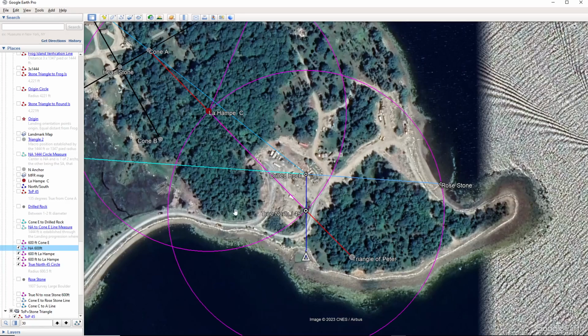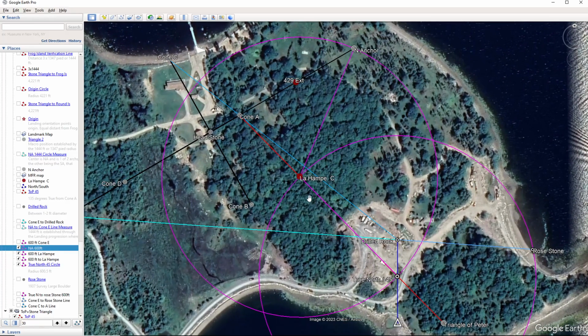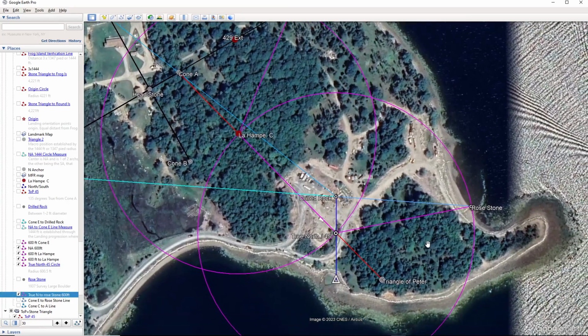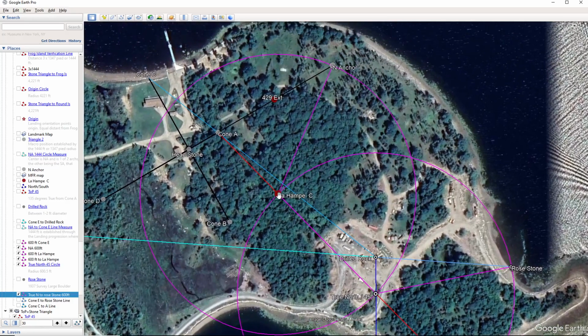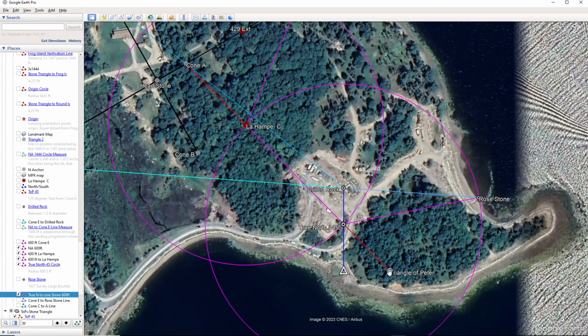So if you take another 600-foot circle and you go to the L'Hamp, it goes to the north anchor. There's that line for the rose stone. So we have an equal distance from the rose stone to the north 45 intersection to L'Hamp to the north anchor. But this is not associated with this right here. It's associated with the stone triangle. So is the stone triangle really the Triangle of Peter?